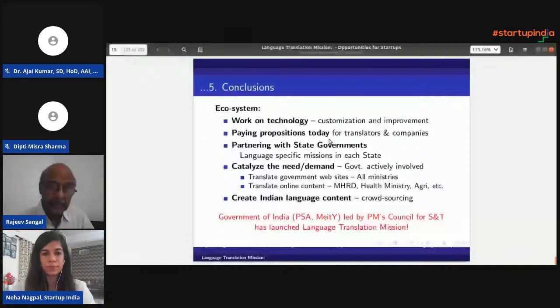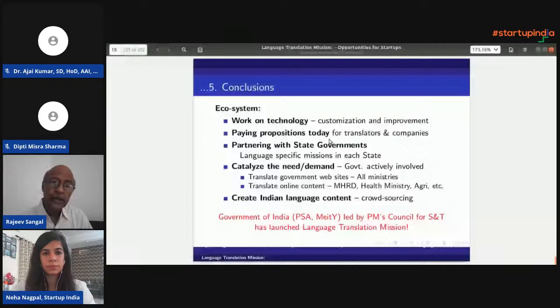And lastly, I won't talk much about it, create original Indian language content, either through translation, but also original Indian language content. This can be done through crowdsourcing. So the opportunities are really immense.